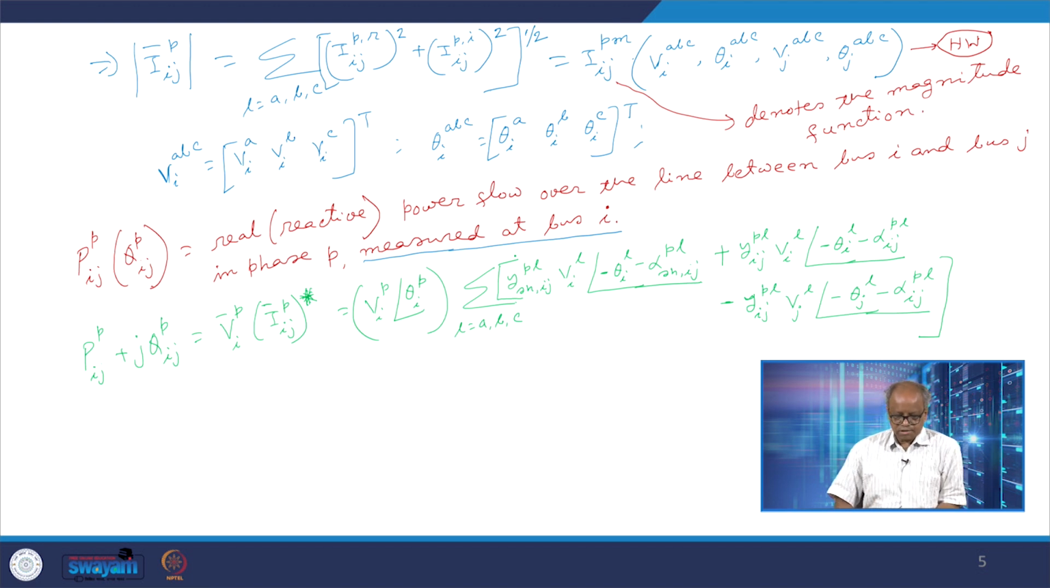So this is the case, right? So this is the voltage in the polar form, and this is the expression of the complex conjugate of the current in the polar form. So now let us do the multiplication. So therefore P_ijp plus jQ_ijp. Let us multiply everything.